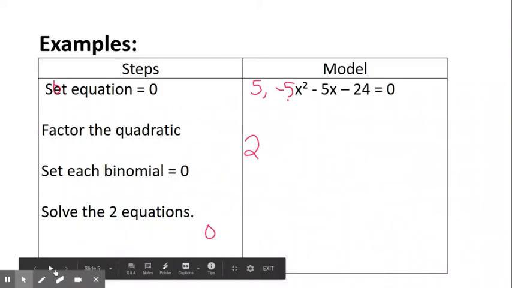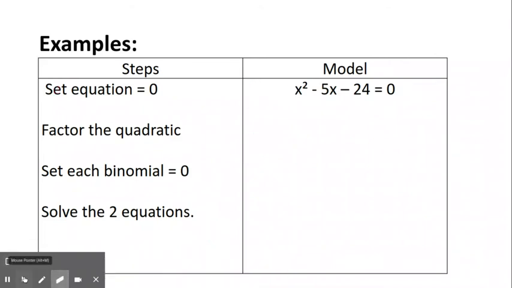Now that we are all ready to go, we'll start with this first question here. So I have got the quadratic equation, x squared minus 5x minus 24 equals 0. This is an example of a quadratic equation. It's in that form, ax squared plus bx plus c, except now it's an equation.